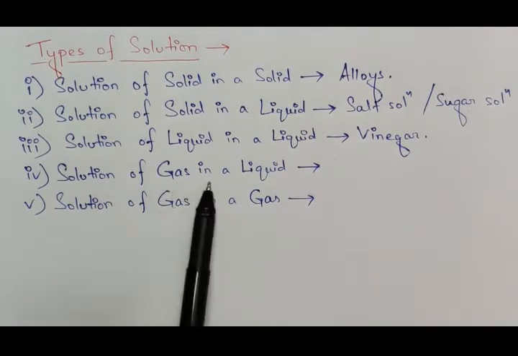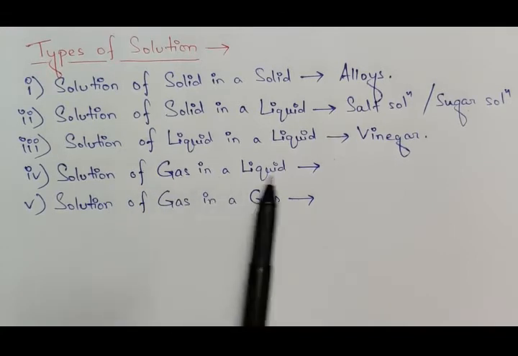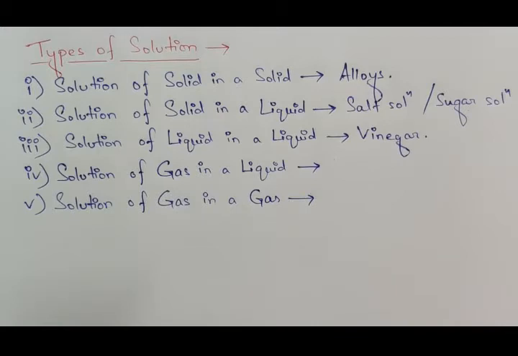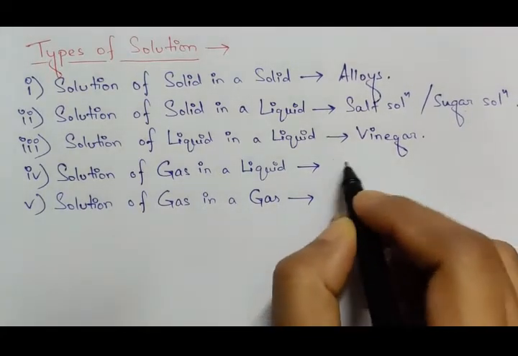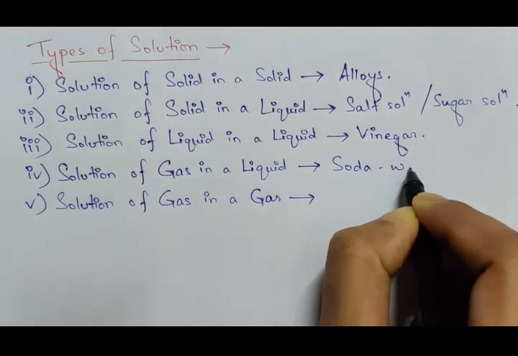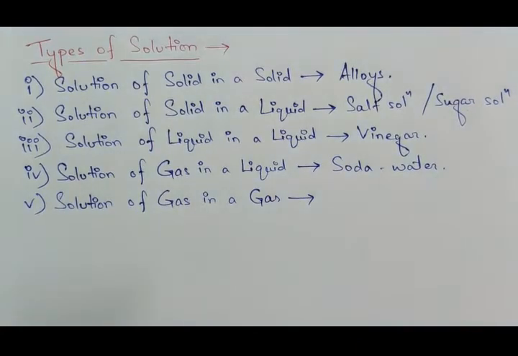Next is solution of gas in liquid. So we can take the example of the aerated drinks like soda water or some other cold drinks, soft drinks mainly. They are the examples of the solution of gas in liquid, because in the aerated drinks we generally mix carbon dioxide gas in the solvent. Okay, so we can take the example of soda water. Here carbon dioxide is the gas and it is mixed in the solvent, that is water mainly.